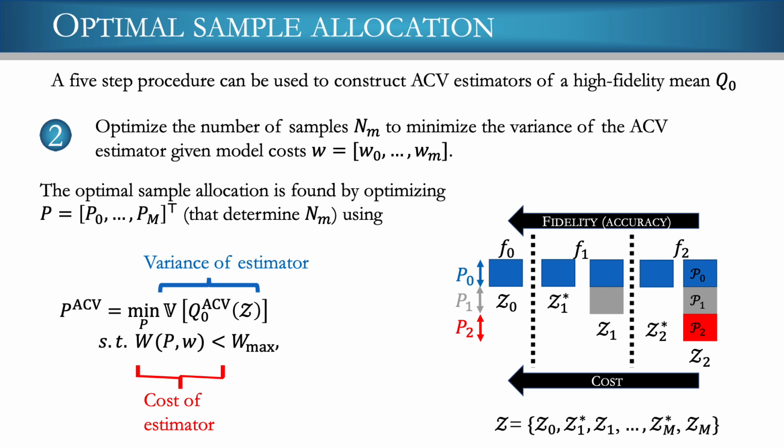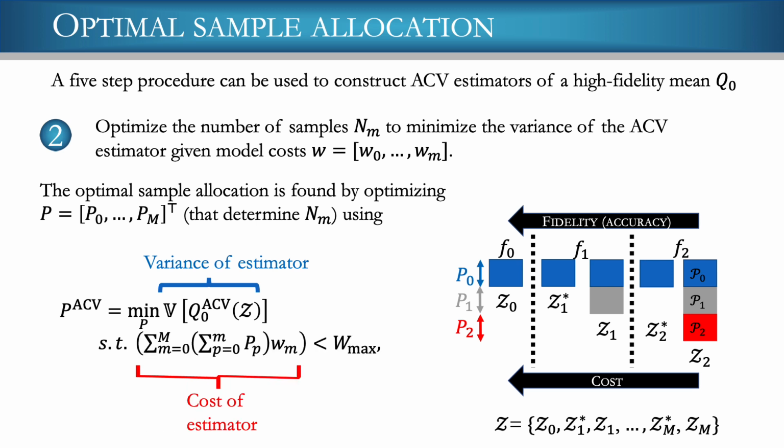For example, model 0 with cost W0 is only evaluated at P0 samples, so the cost of evaluating all samples allocated to model 0 is P0 times W0. Similarly, model 1 is evaluated on P0 plus P1 samples, and so it requires a computational cost of W1 multiplied by the sum of P0 and P1. The slide now shows the exact cost of the ACVMF estimator with the sample set shown in the figure.